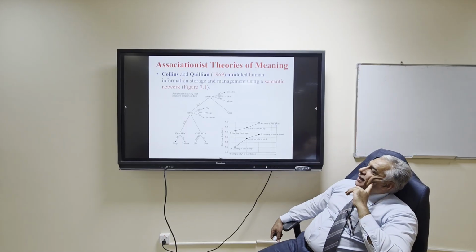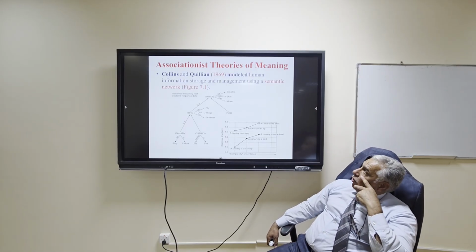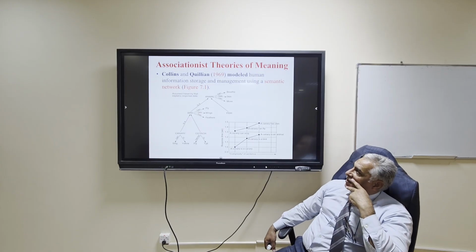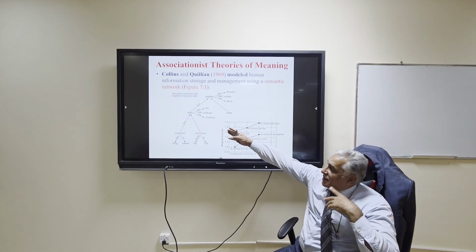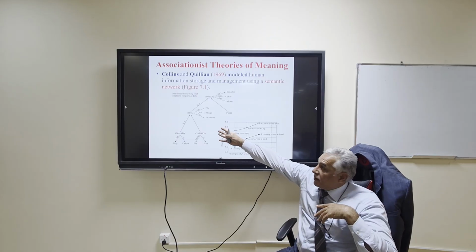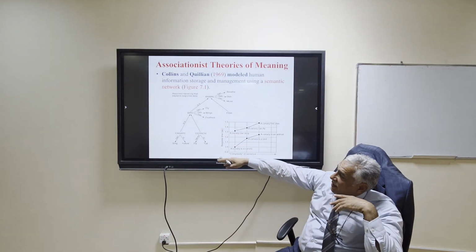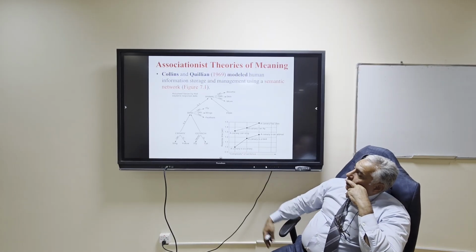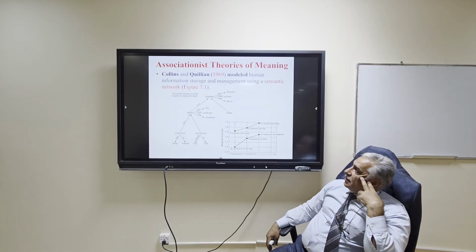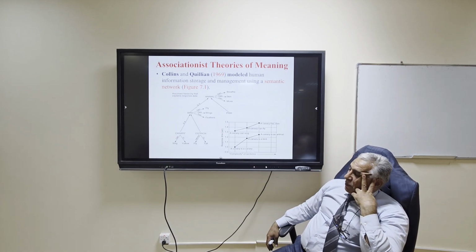Collins and Quillian in 1969 modeled human information storage and management using a semantic network. It's like this. This is called a semantic network. A semantic network consists of objects. These objects, canary, ostrich, the bird, or the animal, are connected by links such as yellow, fly, or is-a.